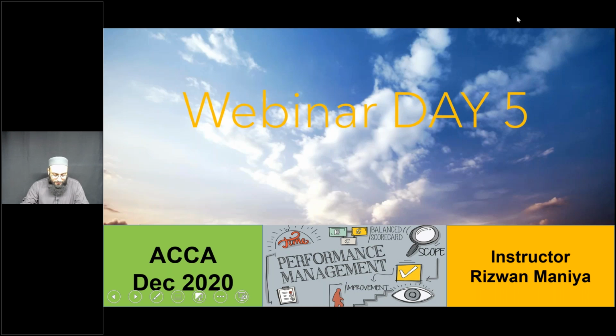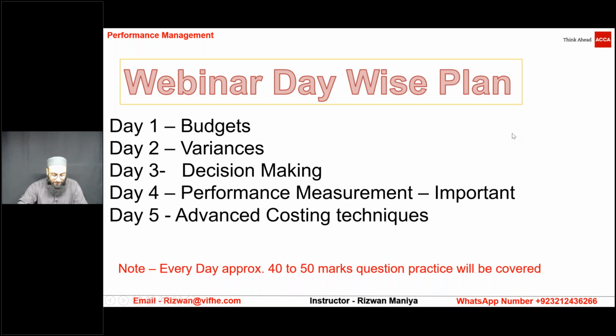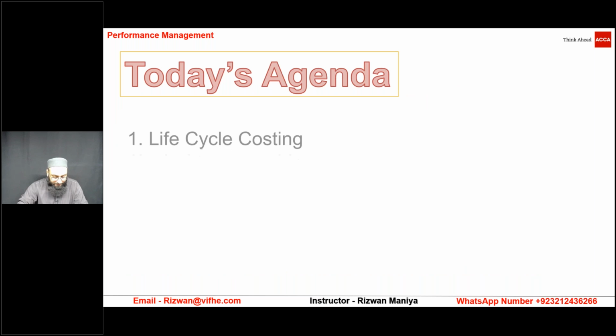And the agenda for today is, it's day 5. We started with budgets, variances, decision making. We had a discussion about performance measurement. Yesterday, I did share the $1 million plan as well. You people have that $1 million plan available, where I shared the links of the different topic videos further for practice purposes. And today is advanced costing technique.